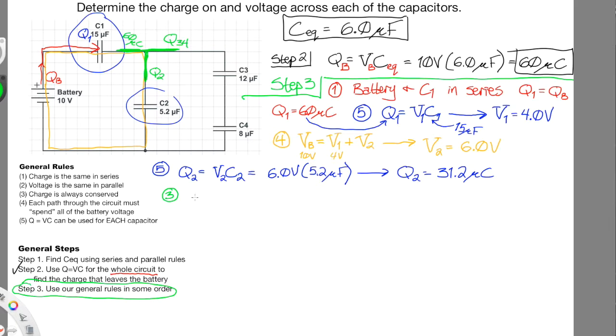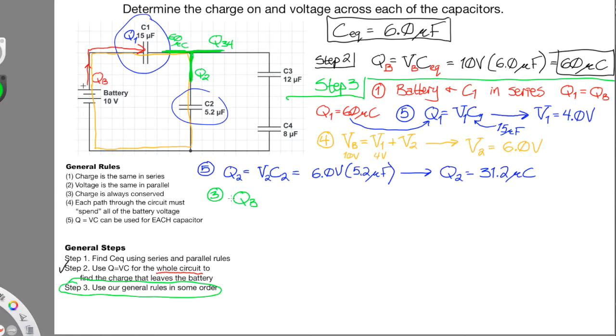So the total charge, the charge from the battery, is going to be equal to the charge that goes down the path towards capacitor 2 and the charge that goes down the path towards capacitors 3 and 4.